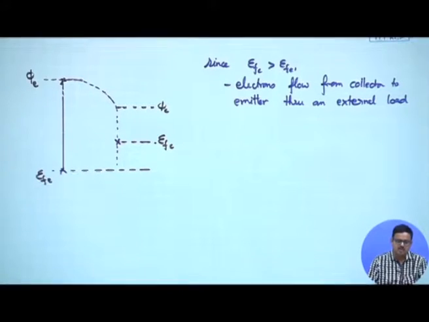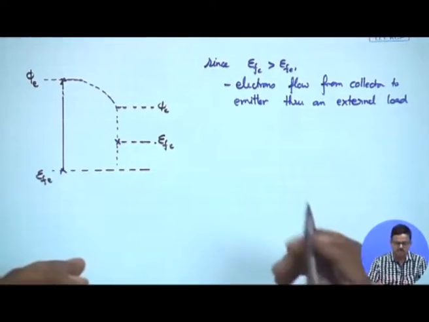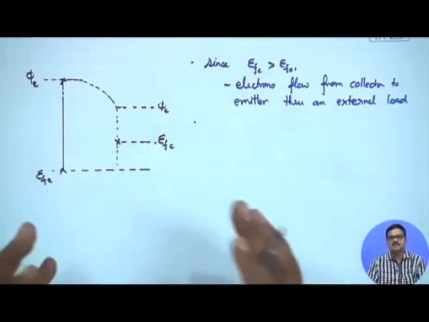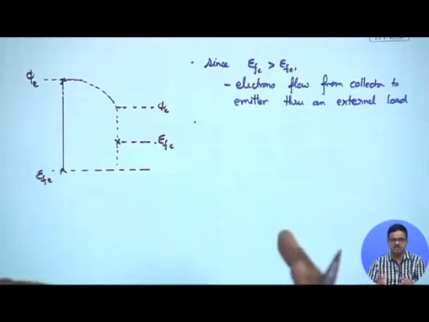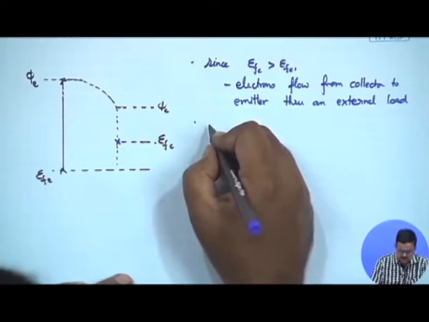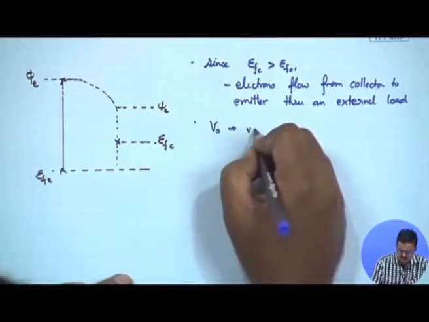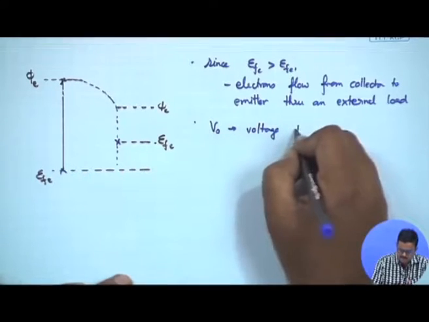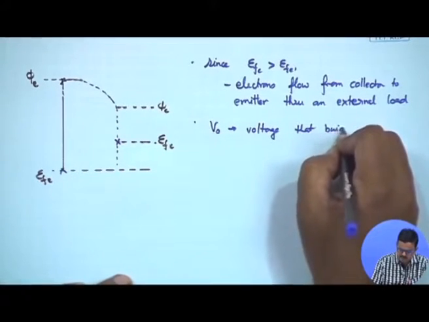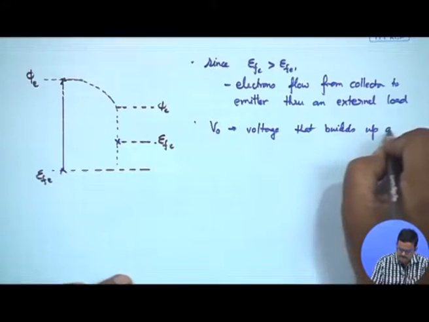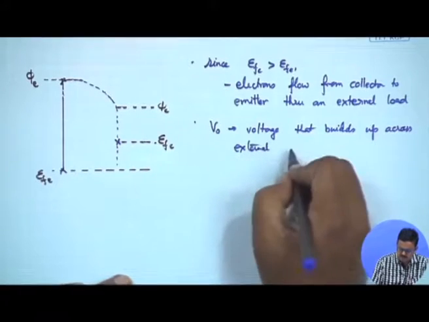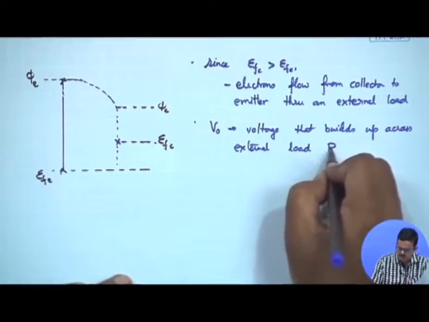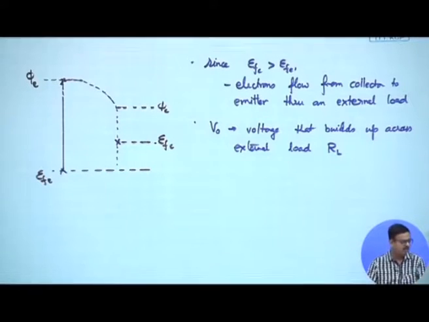Okay. So, as the current starts to flow, a voltage develops between the two, which will depend on the value of the resistance of the load that we have connected. Okay. So, let us call that V0. V0 is the voltage that builds up across the external load RL. Now, what is RL?